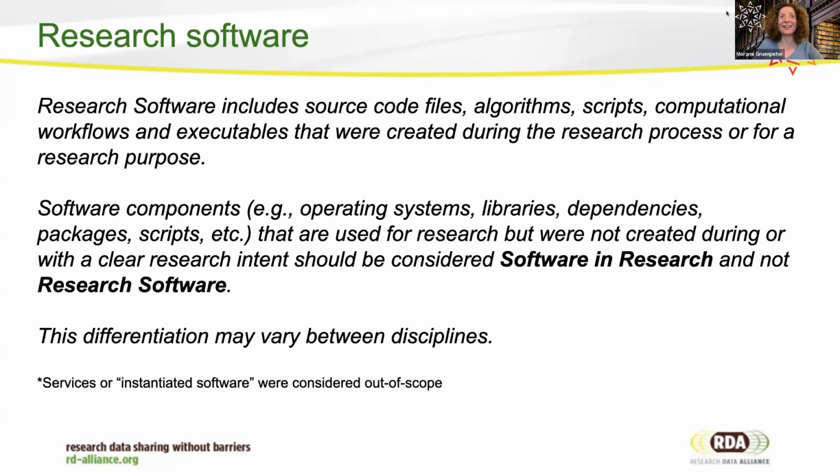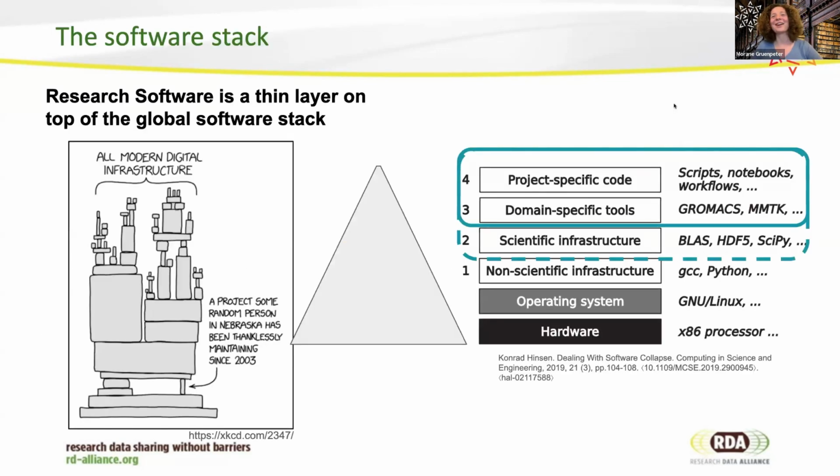Now, in the next slide, we show that research software is not created in isolation. It can be part of a very large software stack. If you look at the diagram on the right, it's the Konrad-hinted software collapse, showing that actually the research software is really at the top of this kind of pyramid of artifacts. And we need everything to reproduce and reuse software.